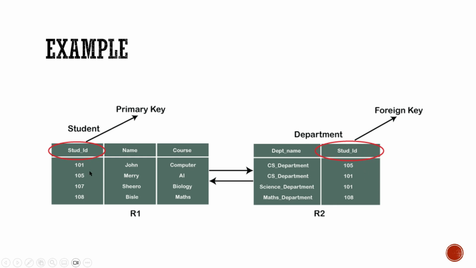And these are the unique ones. Only the name will be there, only the course will be mentioned. In computer, there is the CS department and the science department. Okay, so this is a foreign key here, and this is a primary key here.